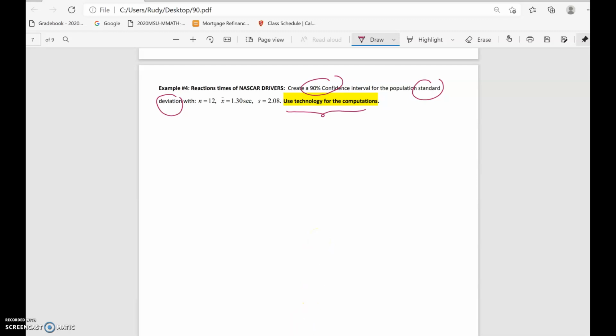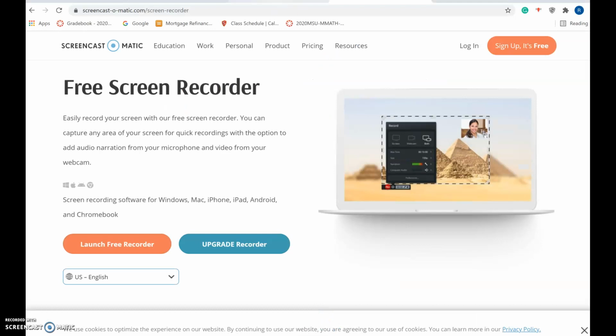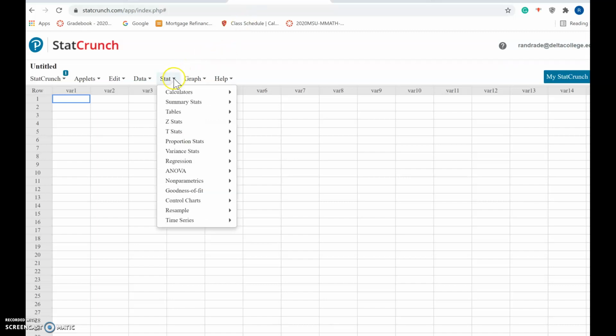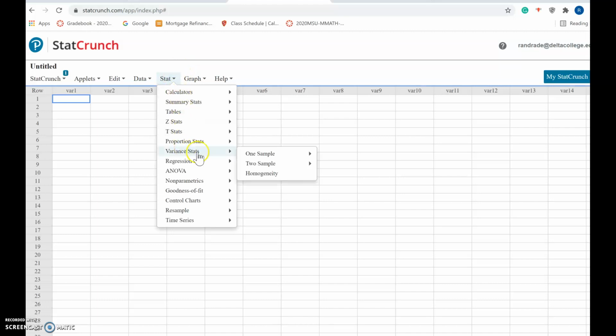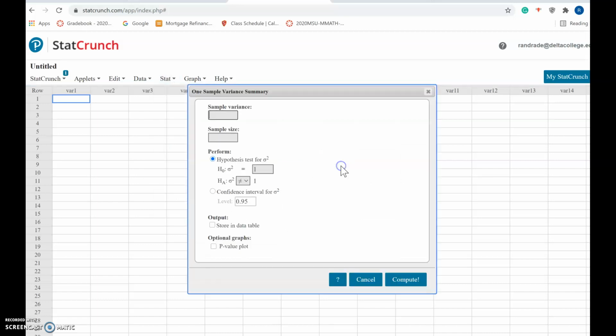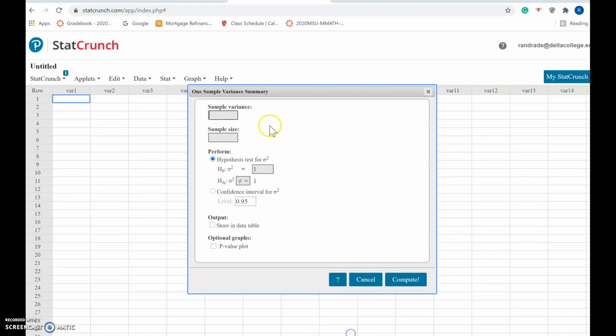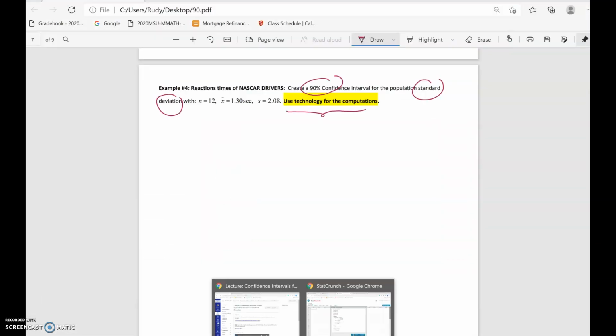Now, for your homework assignments, if it wants technology, it is going to ask you to run it. So please open up StatCrunch, and you can open up any of the data sets or an empty file, and this is the process. Go to Stats, then Variance Statistics, One Sample, and we have a summary on that problem. The sample variance is 2.08, and the size of the sample is 12.